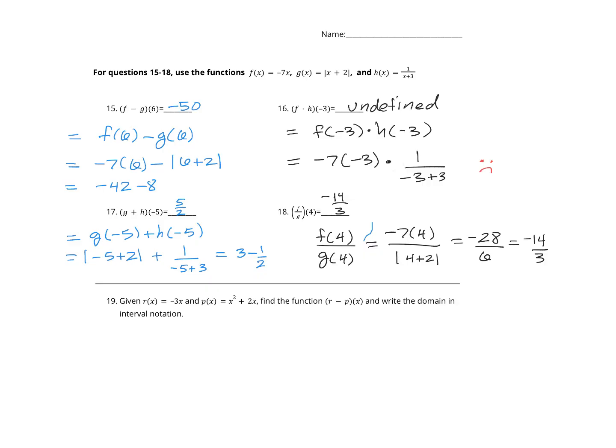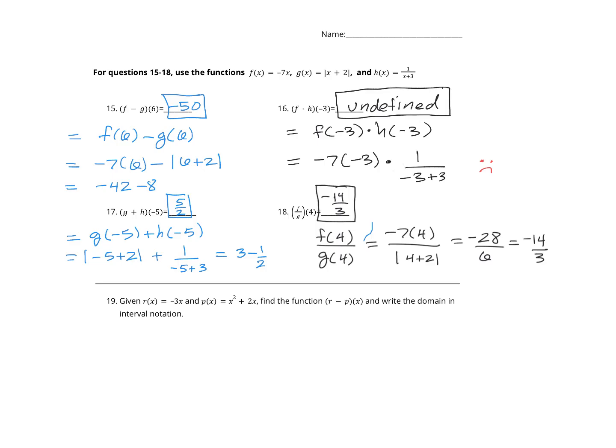So again, function arithmetic, it's pretty easy. You can just find the individual parts and then build it together by either adding, subtracting, or dividing and multiplying. Or, again, you could build functions as well, like we're going to do in the next example, and then plug the number into the resulting function that you built. All right, so let's move on to problem 19.